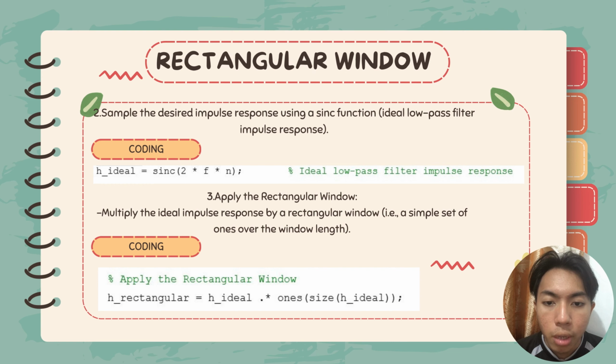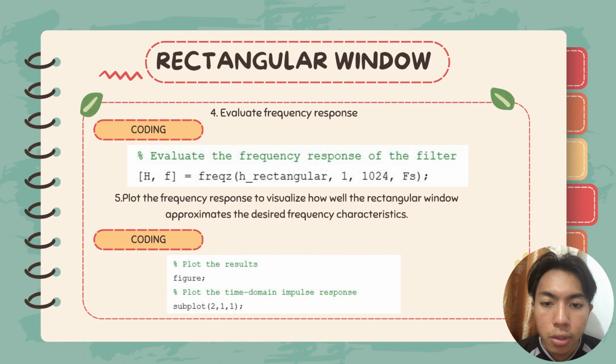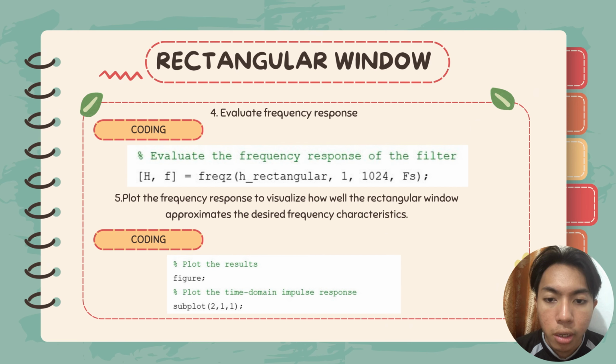And then step 3, we will apply the rectangular window to the previous step 2. So we can call the rectangular window by the function h rectangular as in the previous code. So that's step 3. Okay. Next, the fourth step, evaluate the frequency response. So we will evaluate this by using the frequency function call, and we will refer to our filtering window, which is the h rectangular.